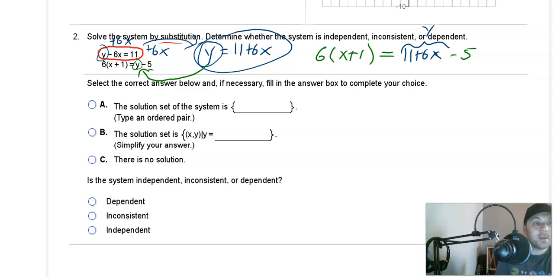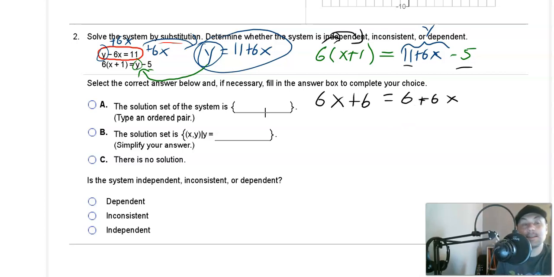All right, then we go to solve this for x. So I'll start by distributing the 6 into the parentheses. So I get 6x plus 6. Over here I combine like terms. 11 minus 5 is also going to be 6 plus 6x. And this is where you can realize the thing that's happening, which is really you're getting the same thing twice, which really means this is the same equation twice. That's what they were hiding over here.